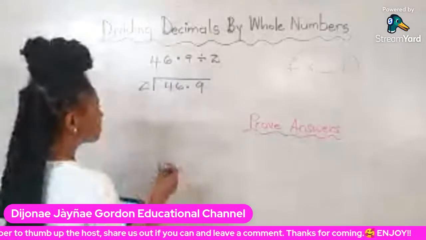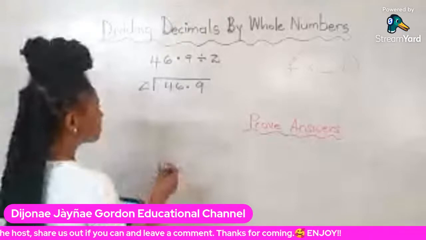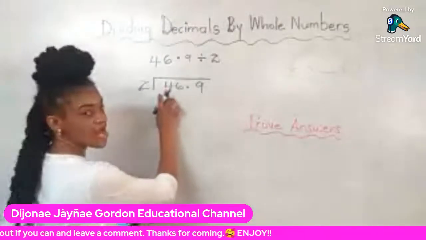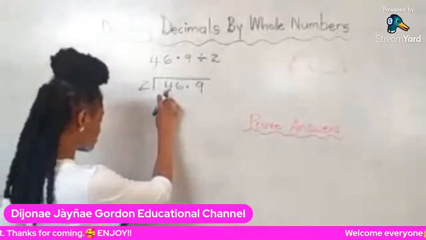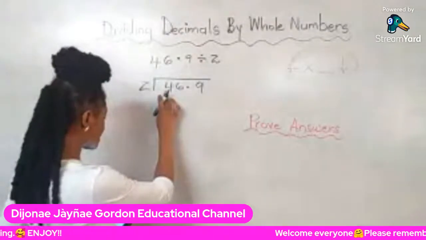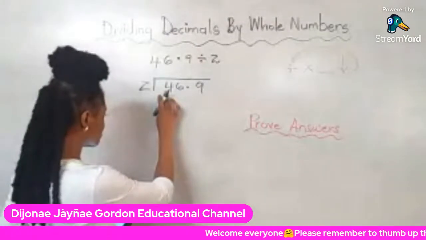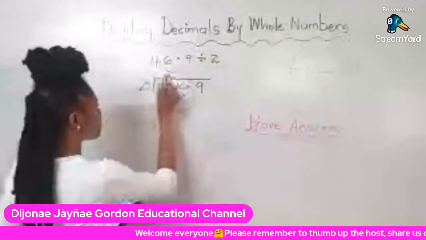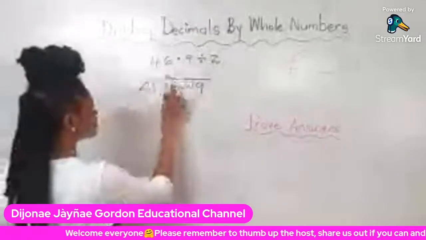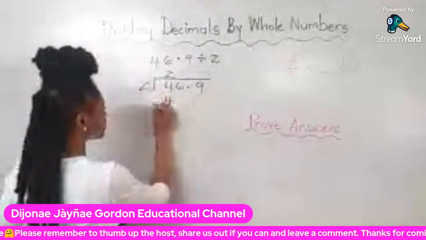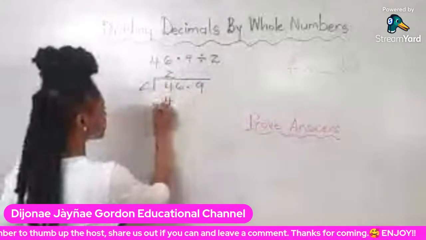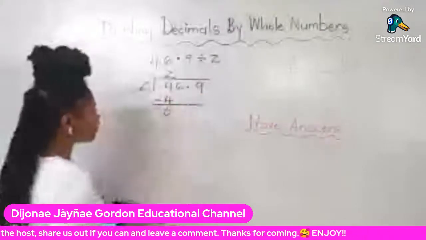All right, so now we are going to say how many groups of 2s can we get from 4? And of course, we can only get 2 groups of 2. 2 multiplied by 2, we have 4. And of course, we're going to take away next. And 4 from 4, we're left with 0.